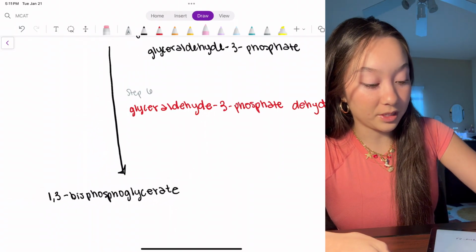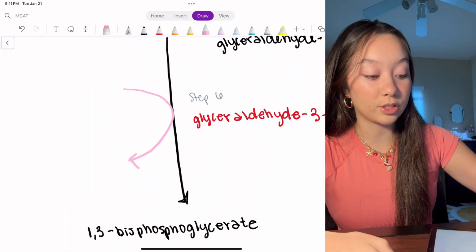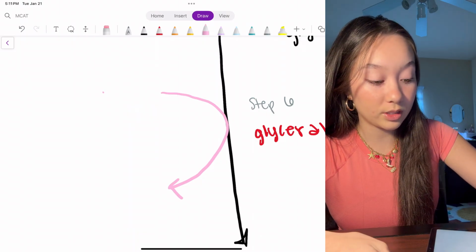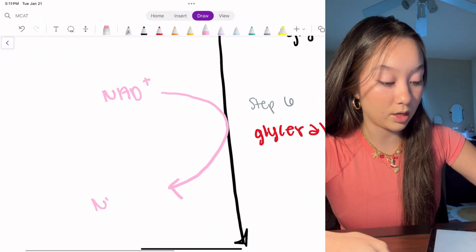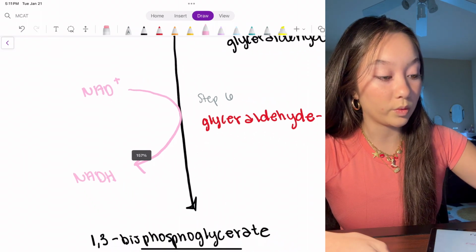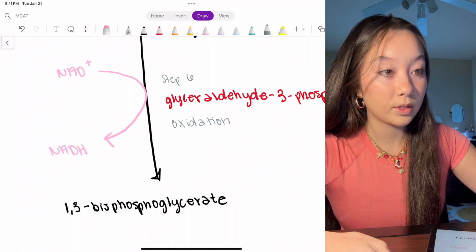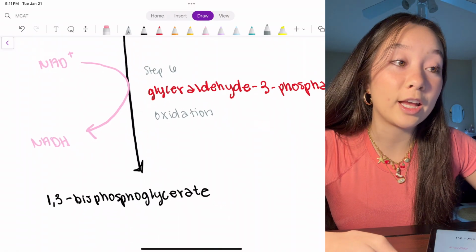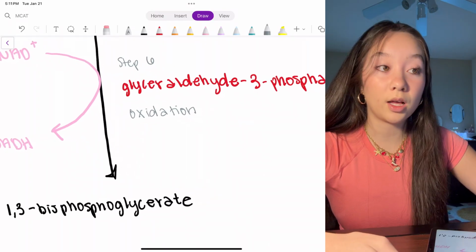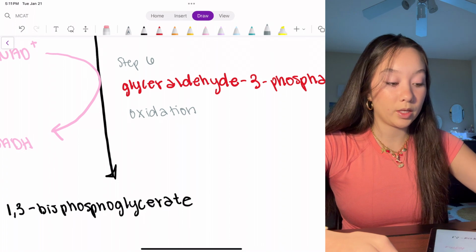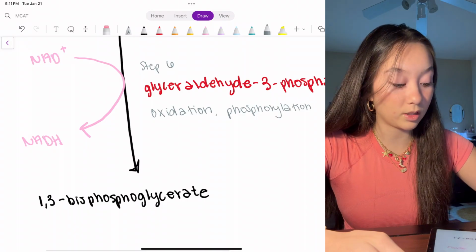And what also happens in this reaction, step 6, is when we start to add on our oxidation and reduction reactions. So this is going to take 1 NAD and it's going to reduce it and turn it into an NADH. So we would classify this as an oxidation reaction. But if you notice, there's also a phosphate that is being added. But this phosphate does not come from an ATP. So this is also a phosphorylation now that we have 1,3-bisphosphate.